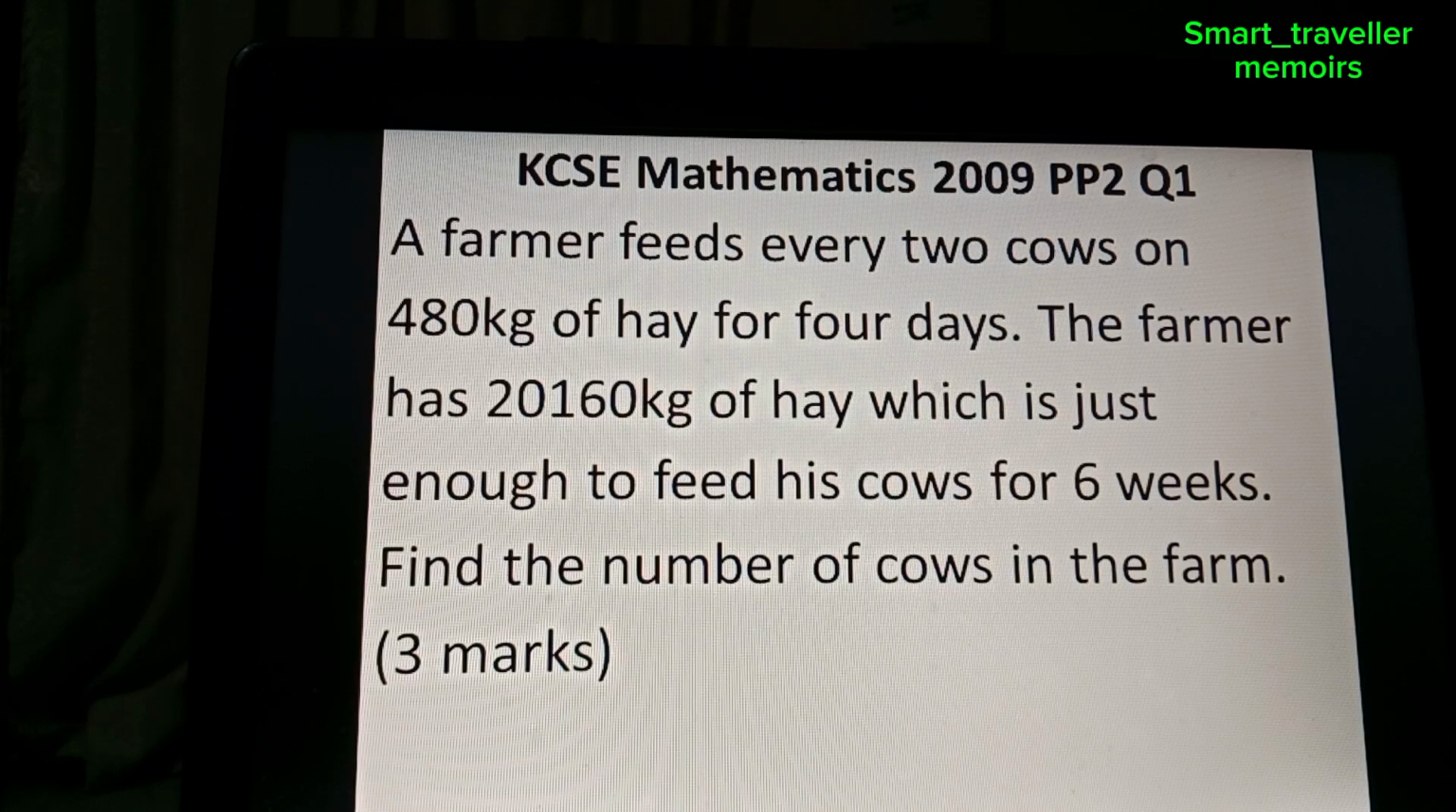So, we'll start with a question which was done in 2009 paper 2, and it was question 1. A farmer feeds every 2 cows on 40 kg of hay for 4 days. The farmer has 20,160 kg of hay, which is just enough to feed his cows for 6 weeks. Find the number of cows in the farm.